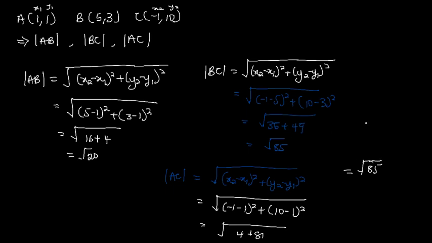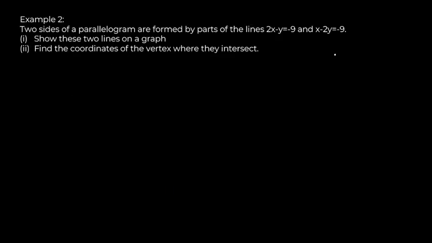Now if you look at it, you realize that the distance BC is equal to the distance AC. Because BC is equal to AC, it means that the triangle that we're given is indeed an isosceles triangle, since the distance between two of the points are the same. Alright, so let's have a look at another example.